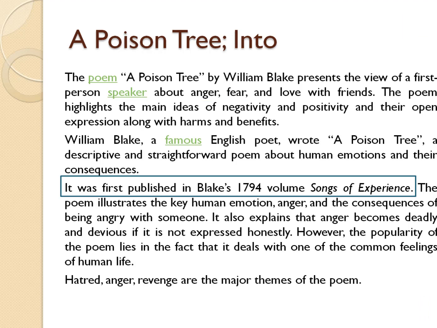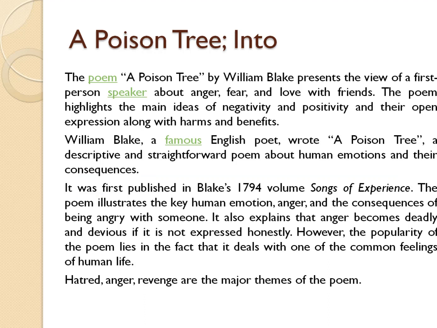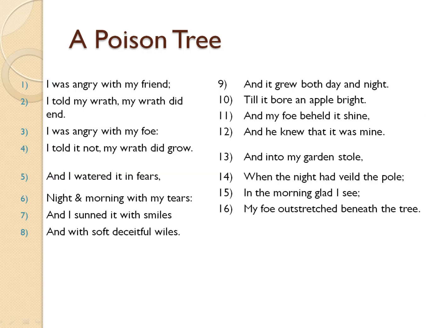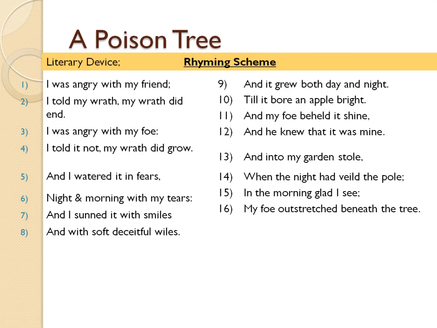This poem was first published in 1794 in Blake's volume of Songs of Experience. This poem illustrates key human emotions such as anger, deception, revenge, and the consequences of all these emotions. The major themes of this poem are hatred, anger, revenge, deviousness of human nature, deception, etc. The first literary device which we are going to discuss is the rhyming scheme.